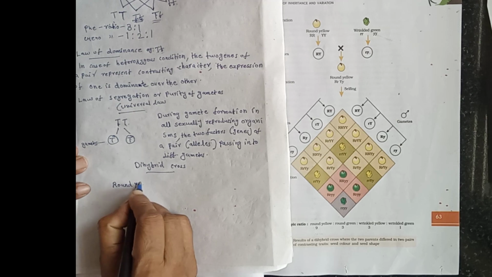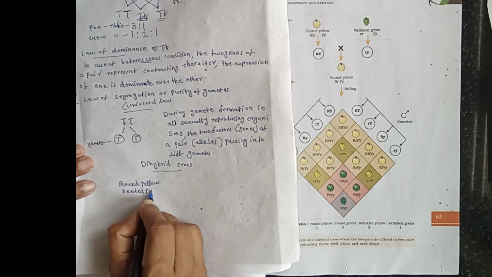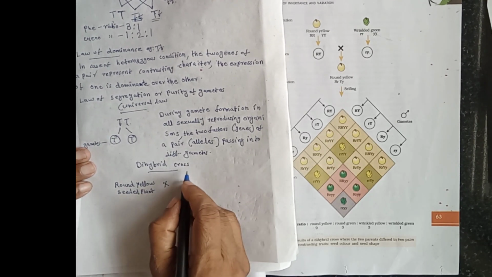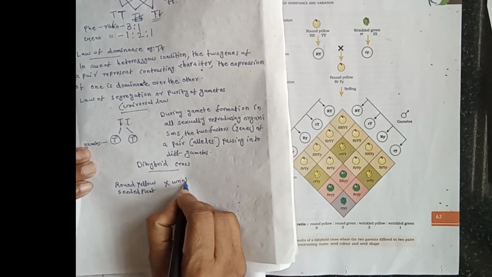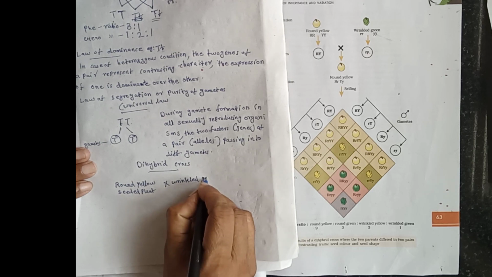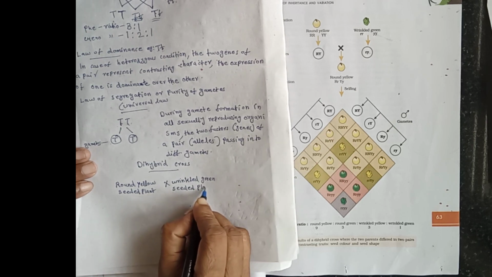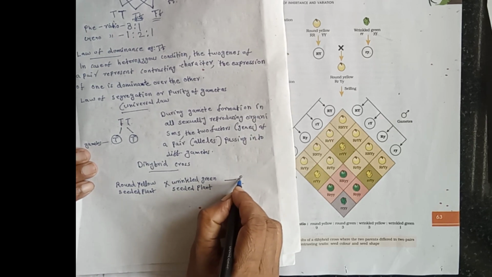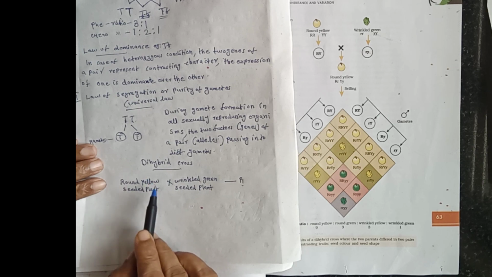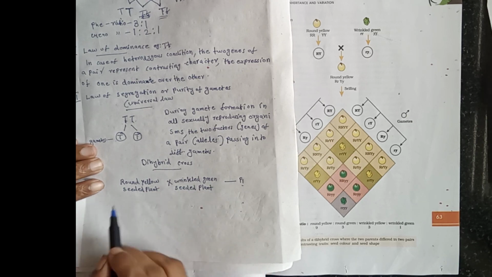Round yellow seeded plant crossed with wrinkled green seeded plant. These are the parental generation. This is the dominant character, and this is the recessive character.